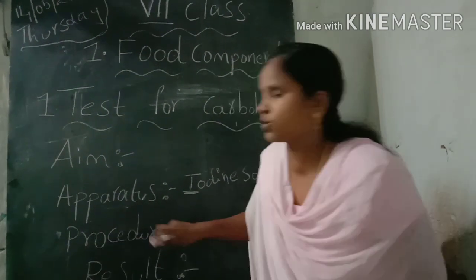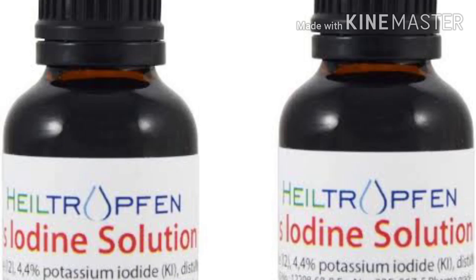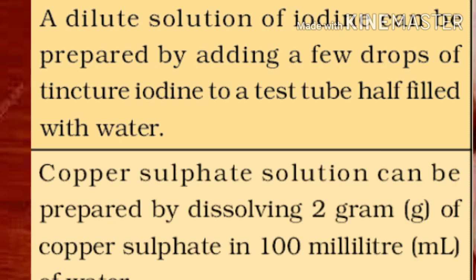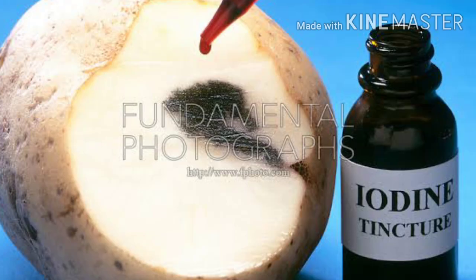Next, procedure. First of all, follow the procedure. Take one test tube. Into the test tube, add a few drops of iodine solution. The iodine solution is more concentrated, so we should dilute it. How can we dilute it? By adding a little quantity of water to the iodine solution, the iodine solution is diluted. Keep the dilute iodine solution aside and then take another new test tube.